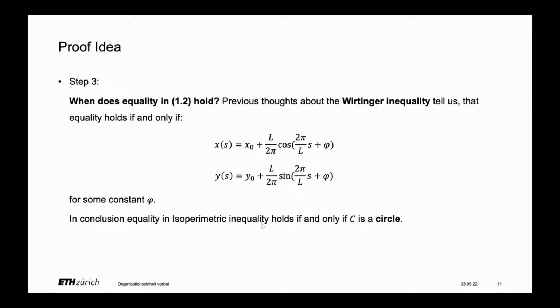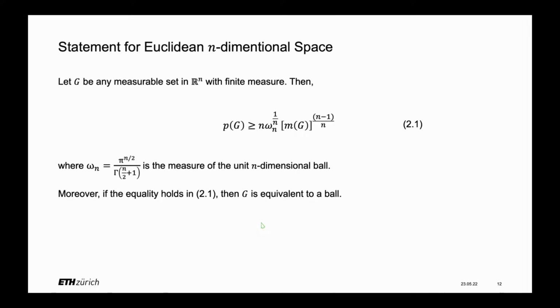So to sum up, in our two-dimensional space it's quite a simple version. The only things we need are the Wirtinger inequality and the divergence theorem. Pretty easy, but let's have a look at the n-dimensional space. That's going to be a little bit different, so we will have to deal with different things than here. Let's have a look at the statement first.